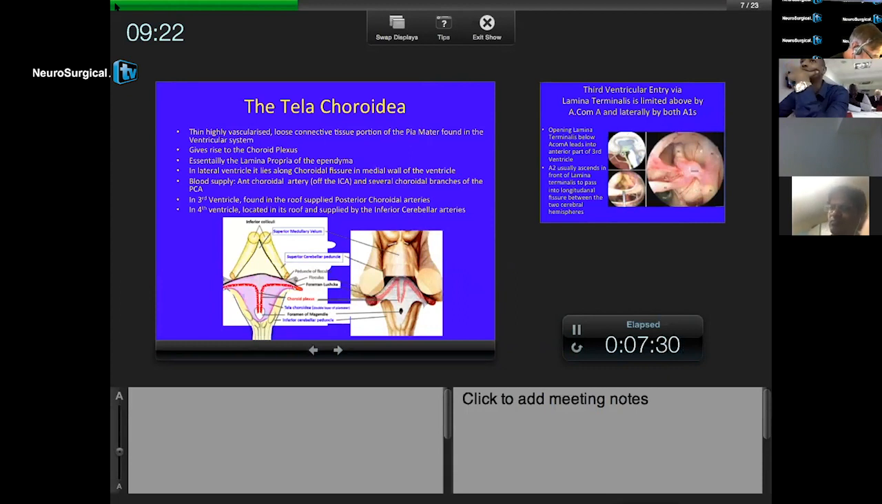The blood supply, and this is important because if you damage these, then you can get into problems. Anterior choroidal artery off the internal carotid artery, and several choroidal branches of the posterior communicating artery and posterior cerebral artery are what supplies the tela choroidea. In the third ventricle, it is found in the roof and is supplied by the posterior choroidal arteries. In the fourth ventricle, it is located in the roof of the fourth ventricle and supplied by the inferior cerebellar arteries.